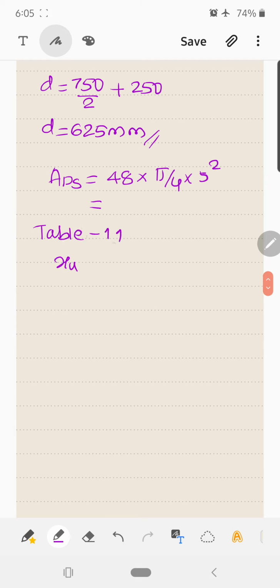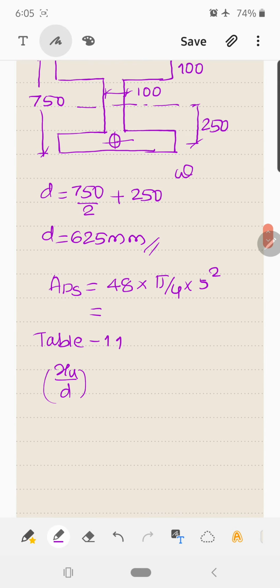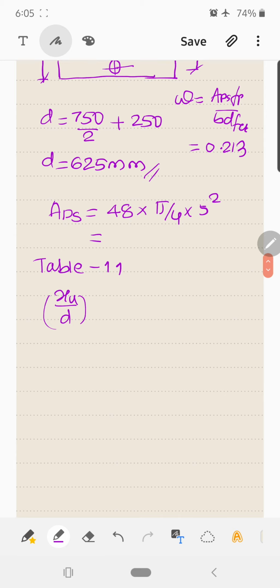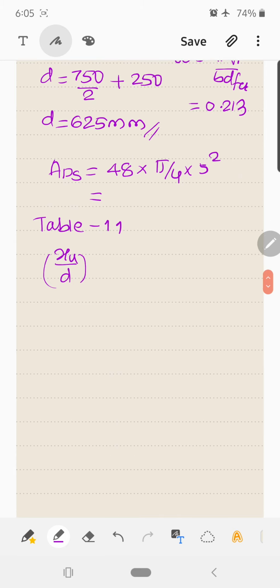and calculate XU by D. First of all calculate the reinforcement index. W is equal to APS FP divided by B D FCK. You will get it as somewhere around 0.213. So with this reinforcement index, the XU by D you calculate from the table will be 0.433.